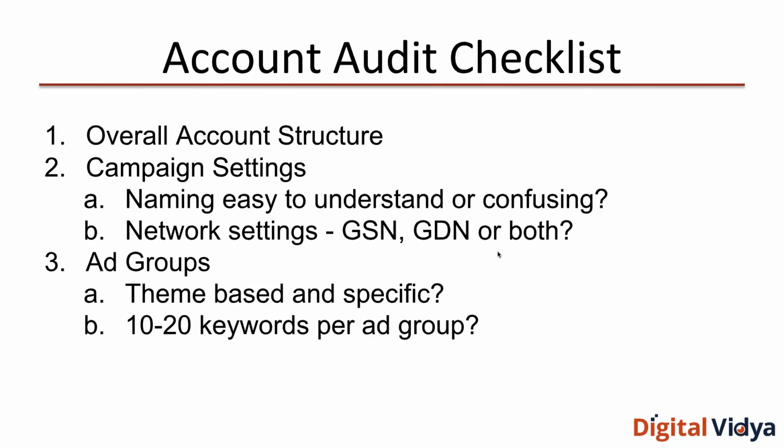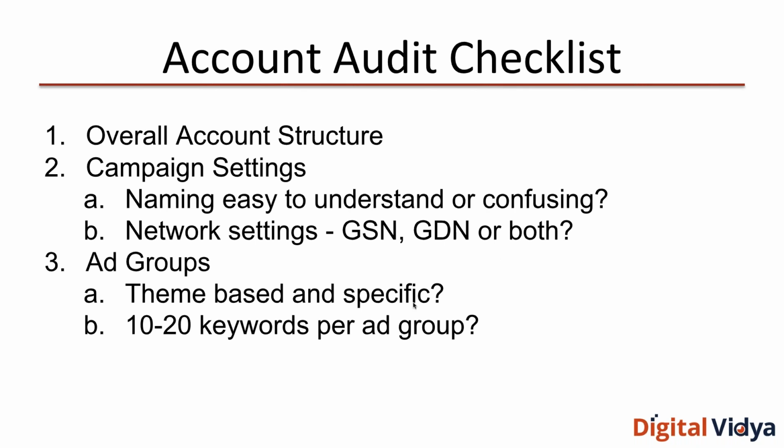Okay, so this is a checklist you can follow. All the suggestions we discussed earlier apply even now. First, look at the overall account structure. When I say look at the overall account structure, what do I mean? Campaign settings, ad groups, are they theme based? Are the campaigns relating to a single network? All these things.